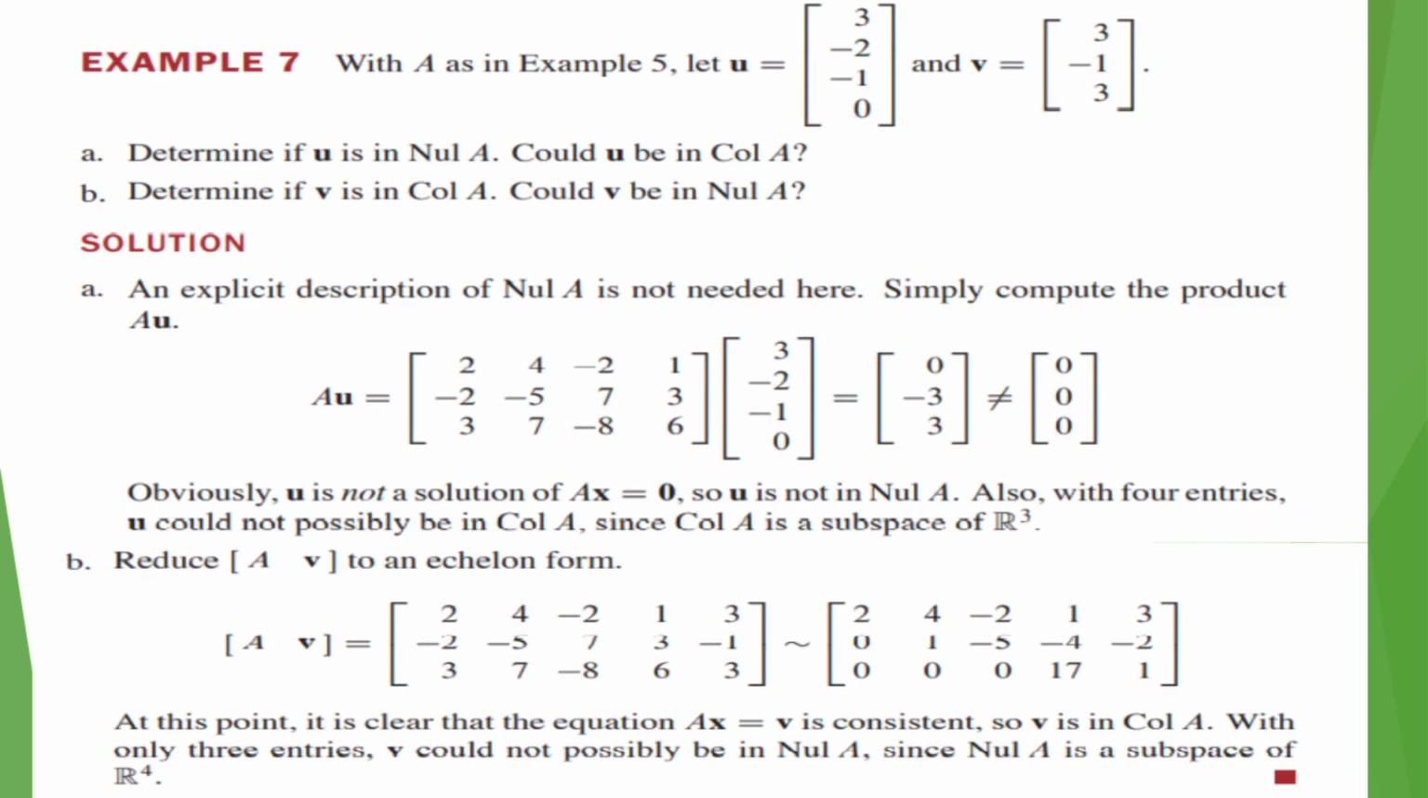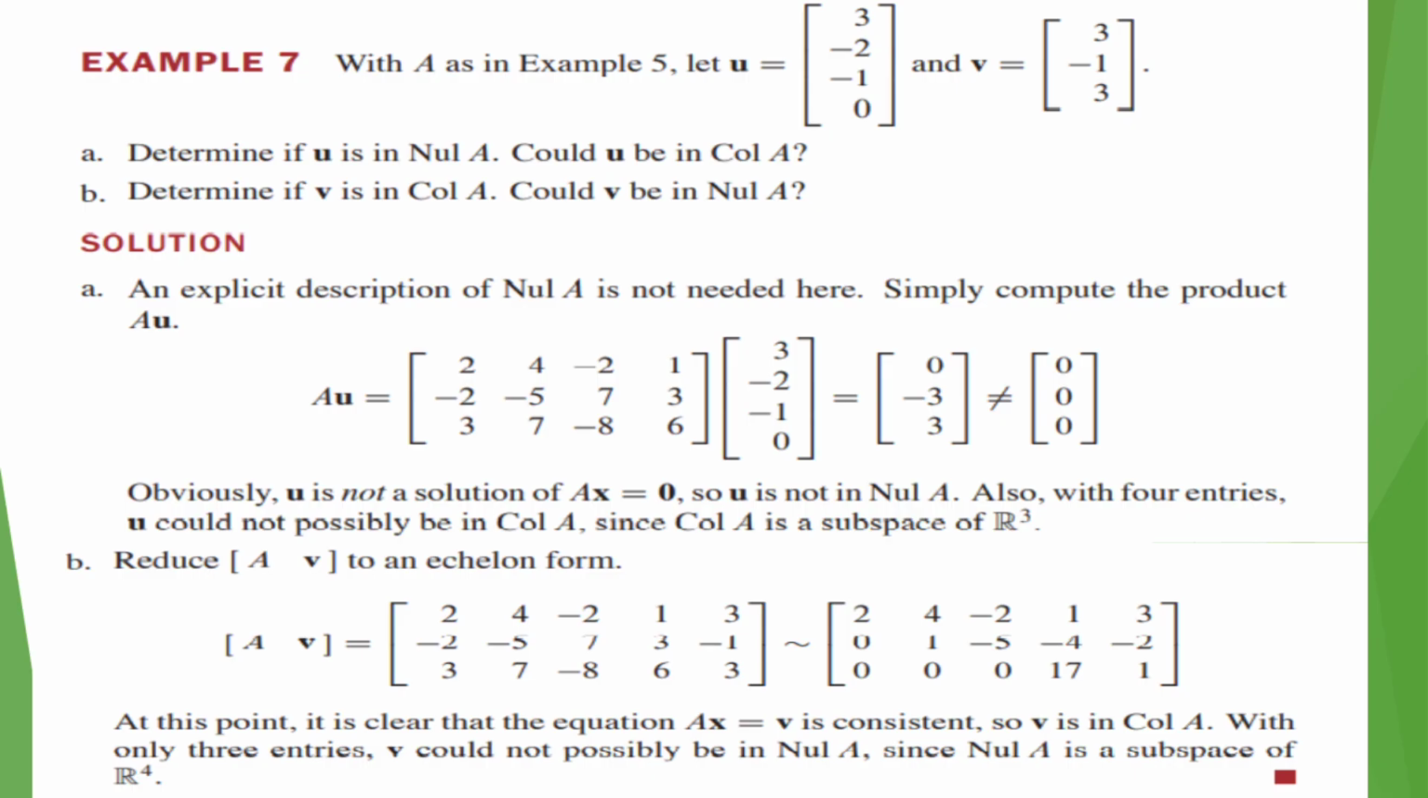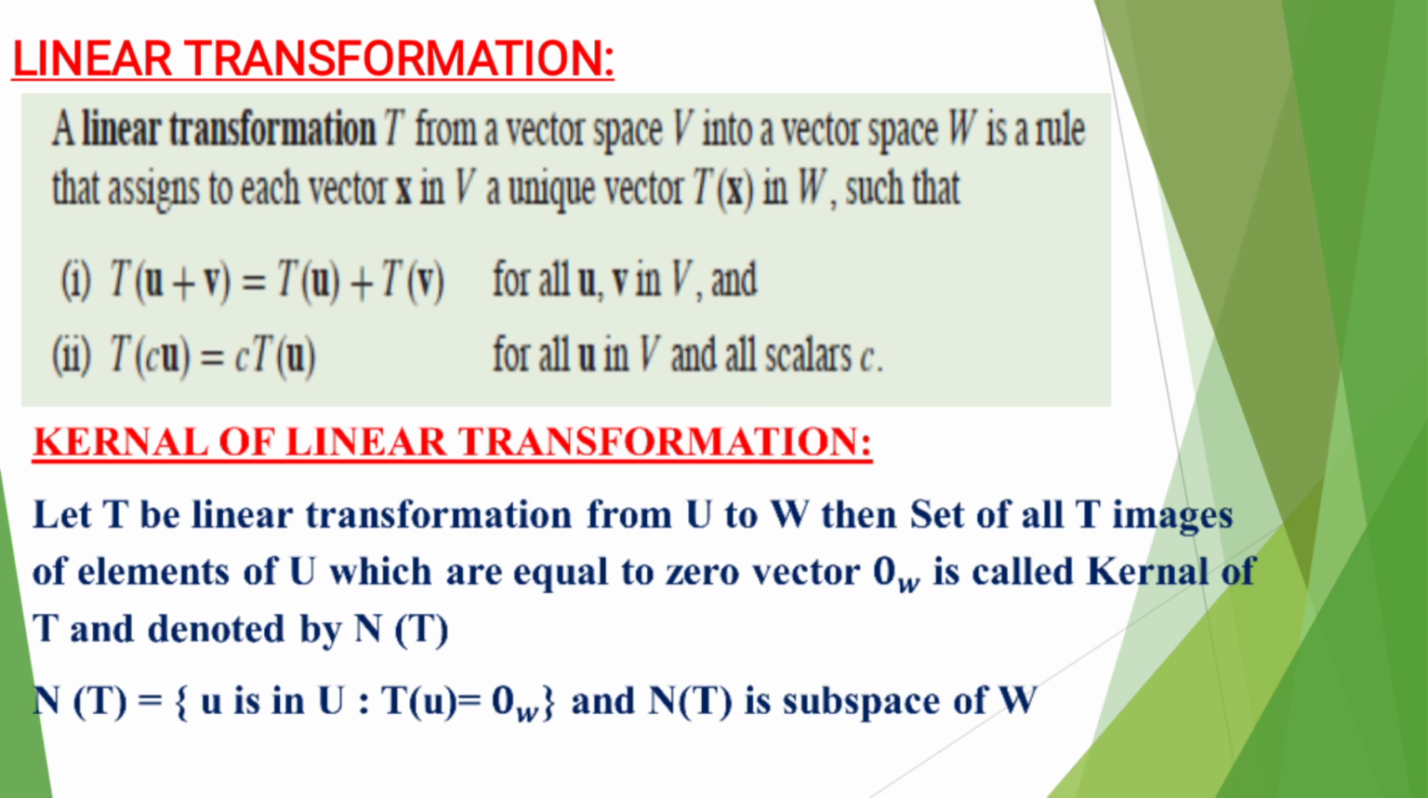Now the next problem: with u comma v given, determine if u is in null A, same method. This way we find column A vectors and null A vectors. Okay, the next definition is linear transformation.